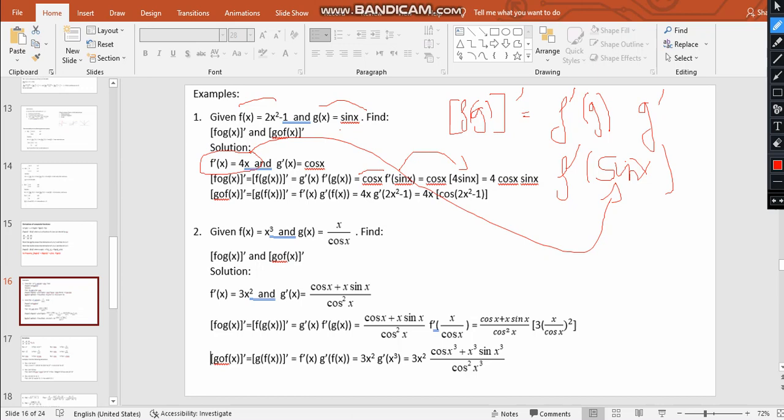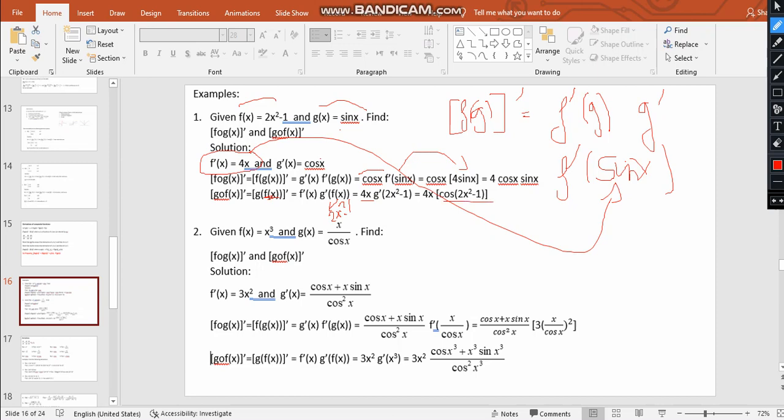And if you want to find g of f of x, it is f prime times g prime of f. F prime, we did it here, it's 4x. G prime of f, but what is f? It is 2x squared minus 1. You consider it as u. So you go to g prime, you replace this x by 2x squared minus 1. So it will be cosine of 2x squared minus 1.